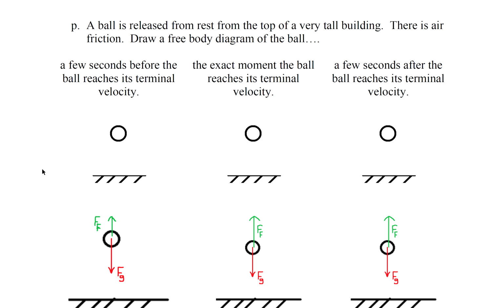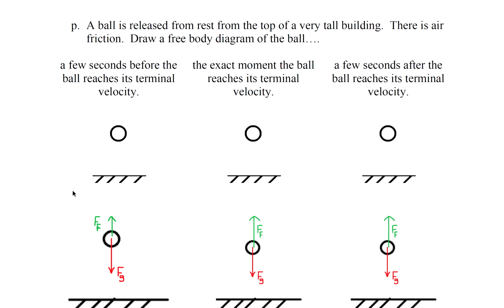Part P. A ball is released from rest from the top of a very tall building. There is air friction. Draw a free body diagram of the ball a few seconds before the ball reaches its terminal velocity. You could see force of gravity in magnitude is greater than force of friction in magnitude.